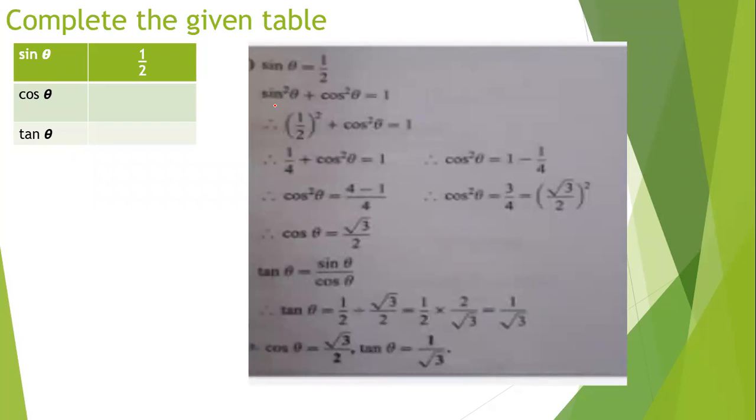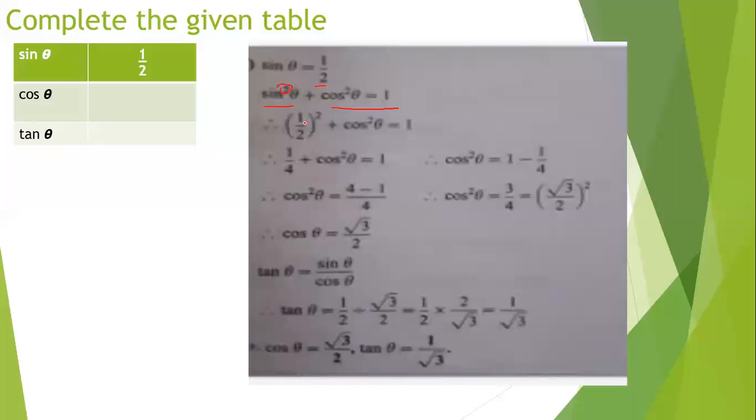Then we will write the identity sine square theta plus cos square theta equal to 1. In the next step, we will substitute the value of sine theta, that is half. So here we will write 1 upon 2, and since we have a square over here, we will put a square, whole square. So (1/2) whole square plus the remaining part copied as it is, cos square theta equal to 1.